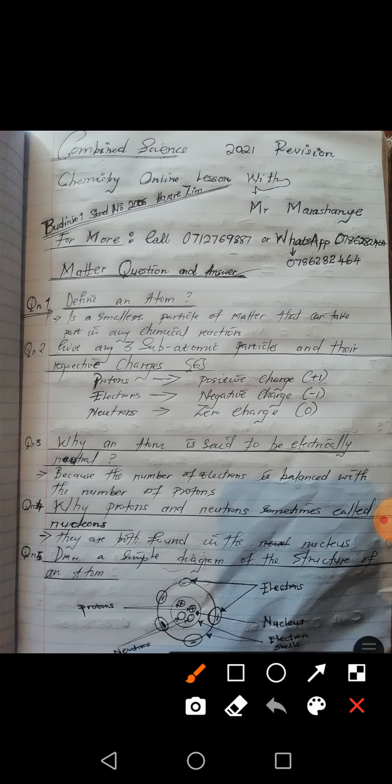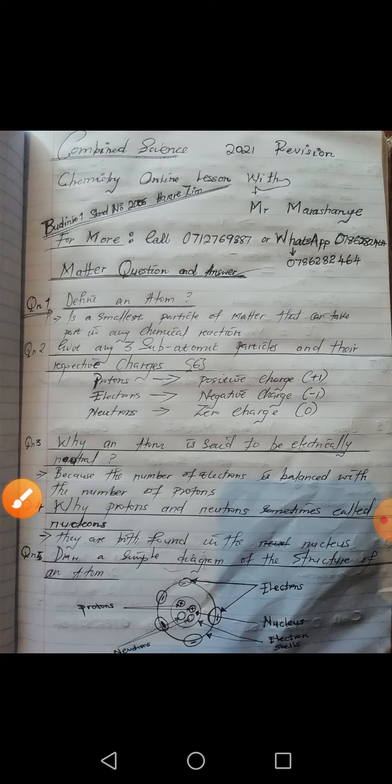Let us move on to the next question, which says why an atom is said to be electrically neutral. This question is very simple. I'm going to show you how we solve this one. Right. Protons, they have +1 charge.